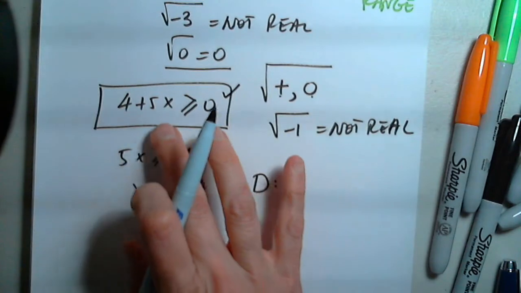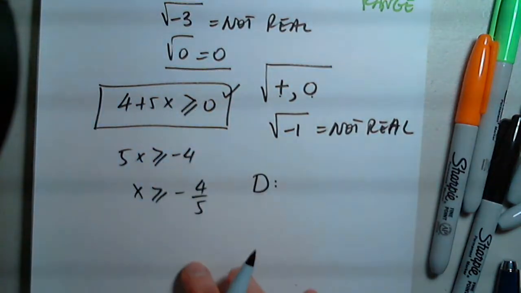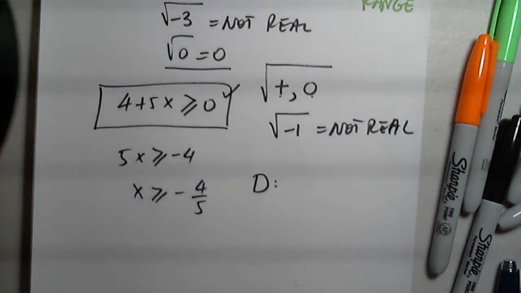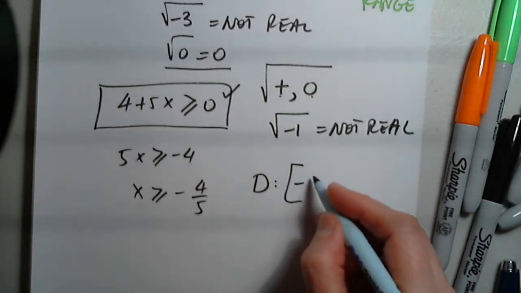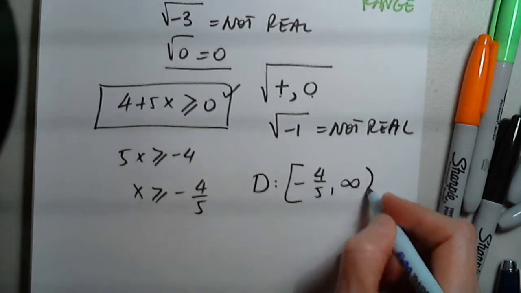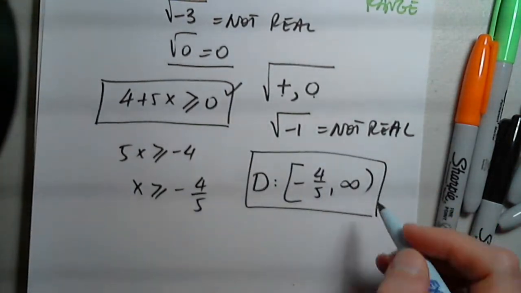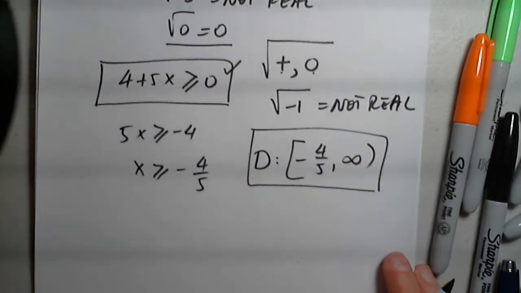That's excellent. That's all I needed you to say. And then from here we solve. And now the domain will be bracket -4/5 to positive infinity. Excellent. Well done, Manny. Thank you. That's it.